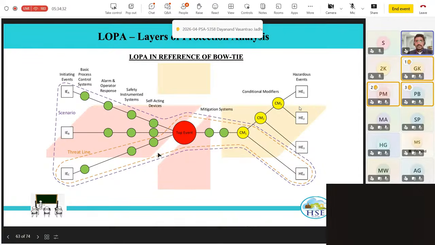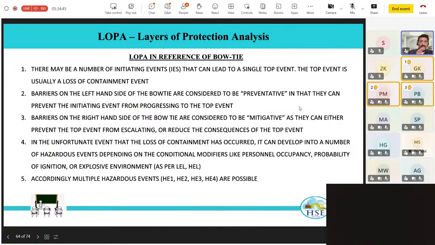So bow tie as such is looking at the protective and the mitigative layers, in spite of which there's an incident, and then you have mitigative layers, and then you have this LOPA, which is being tailored into this bow tie, and then you have the next slide, which gives you the benefits.